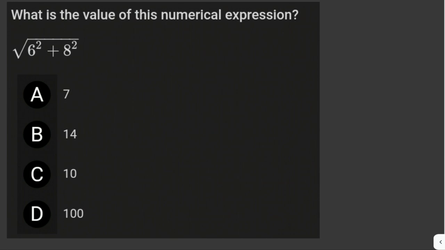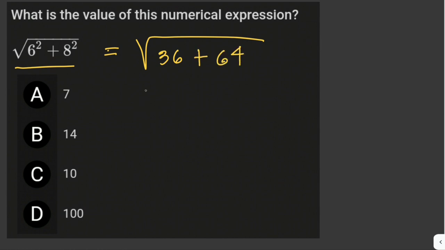What is the value of this numerical expression? So we have the square root of 6 squared plus 8 squared. So let's simplify the expression inside the radical first. 6 squared is just equal to 36, and then 8 squared is just equal to 64. And adding up 36 and 64, this would give us 100.